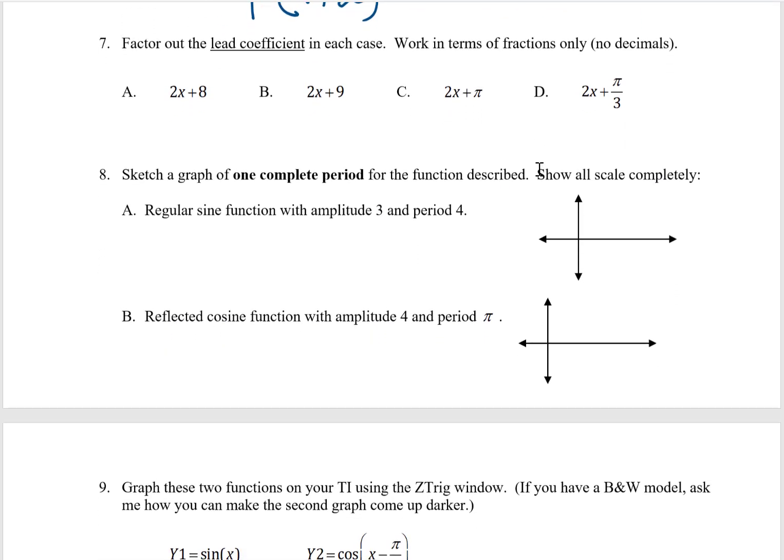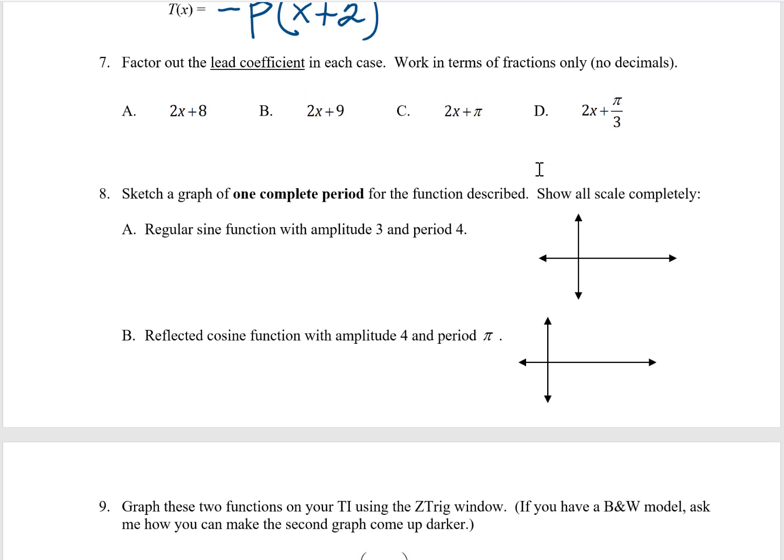Problem number 7 gives some factoring practice. The directions say factor out the lead coefficient. Lead coefficient means the number at the very front. So the first one is very easy. The lead coefficient of 2, I can see it's a common factor to both of those numbers. And so I'll just undo the distributive property. Of course, I can check it very easily by distributing in my head. 2 times x would be 2x, 2 times 4 would be 8. So I'm done.